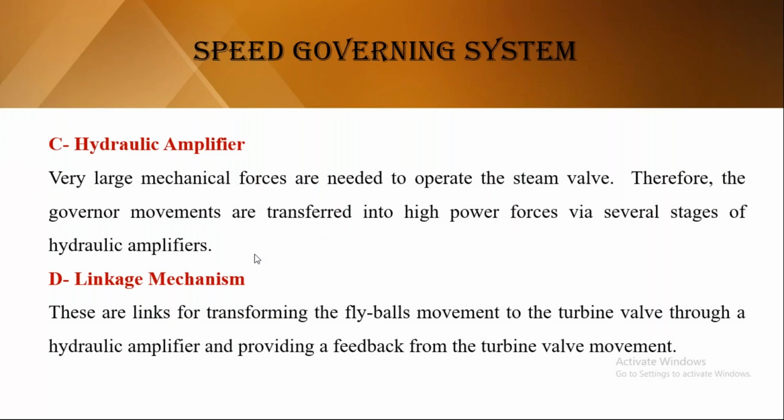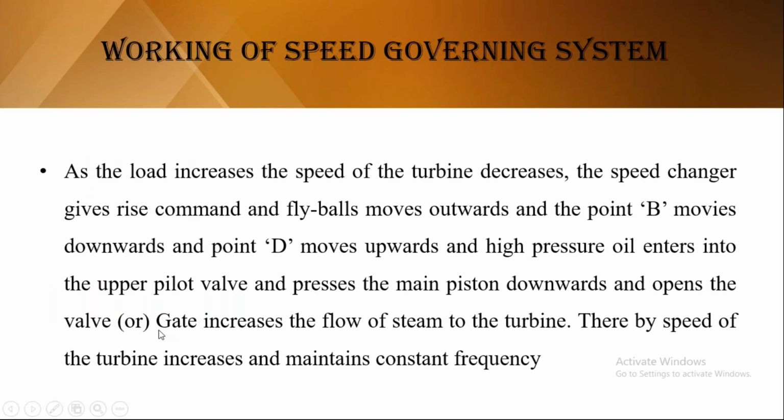Next, let me explain the working principle of the speed governing system. Why we need the speed governing system is, as you know, when the load increases, the speed of the turbine decreases. For example, if two people ride a cycle, it goes at some speed; if three or four people ride it, the speed decreases. It means that when the load on the rotating parts increases, the speed will be reduced.